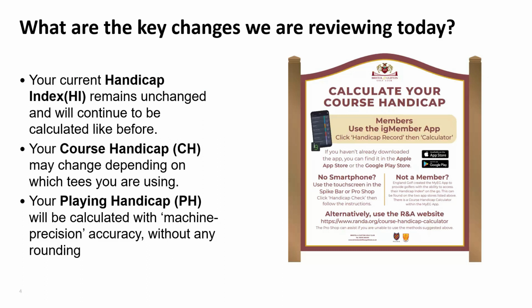So your course handicap obviously depends on the tees that you're using, and the changes when you see this on the 1st of April will very much depend on whether you're playing off whites, yellows, blues, reds. Okay. The key thing is that your playing handicap is going to be calculated, and they use the term with machine precision accuracy. But basically, another way of saying that is that you have to trust the software to calculate that.